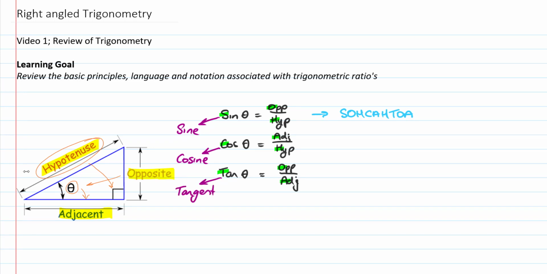So it's also going to be really important to understand what these trig ratios are actually doing and showing you. So let's talk quickly about sine. Sine of theta is opposite over hypotenuse. It's really important to understand that that is saying that the opposite side divided by the hypotenuse is always in the same ratio for a given angle.